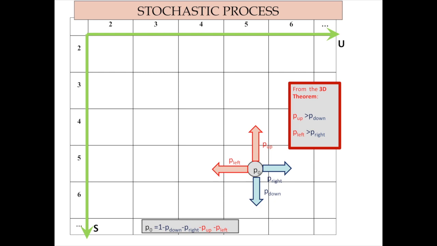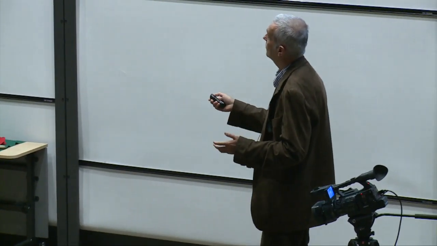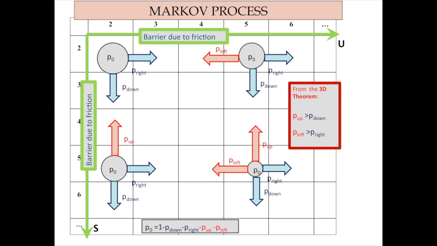And because the dice is loaded, that is what was derived before, it's more often that it would go up to the left than it would go to the right and below. That's a very simple statement. And in each, of course, we have the barriers due to friction.